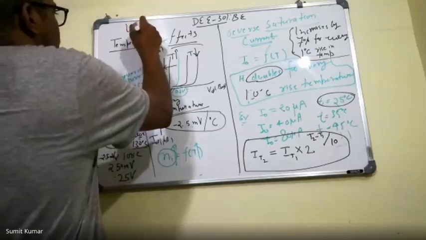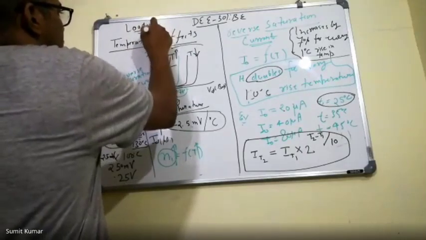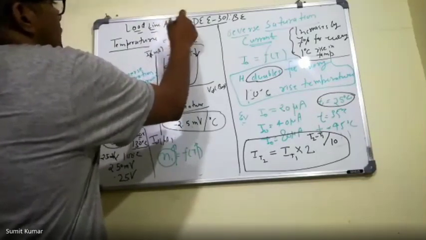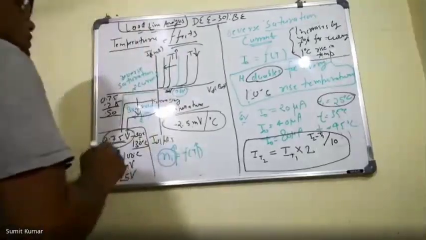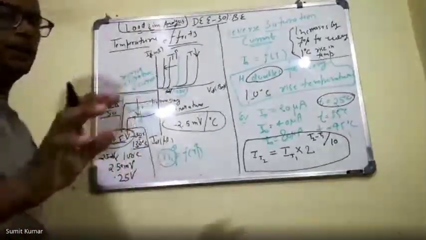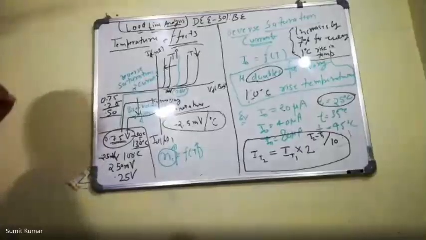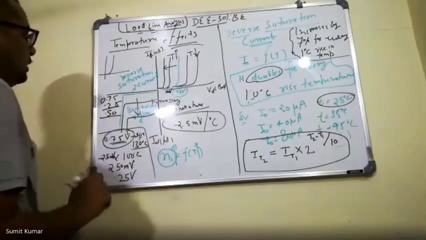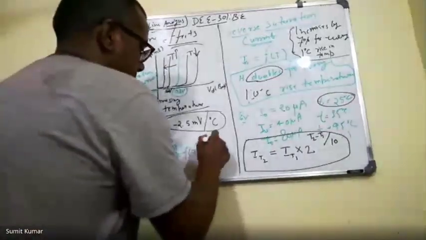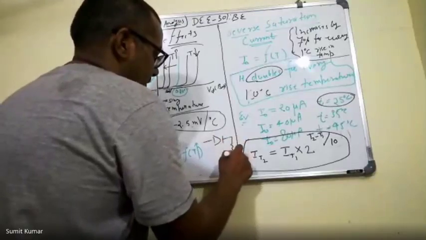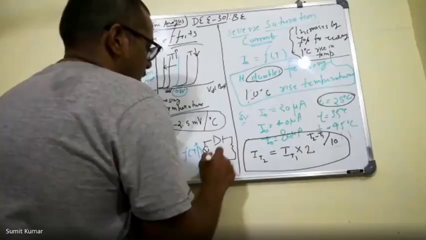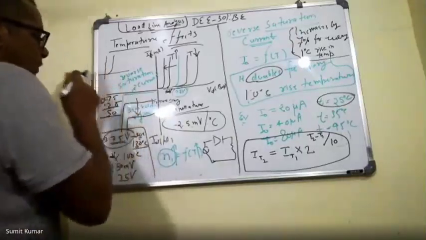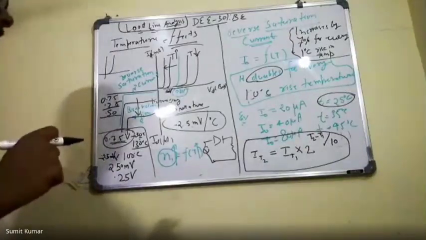There is one more topic, which is called load line analysis. I will provide notes for this load line analysis, because this is just a graphical method of solving the circuit with the help of a diode. Let me give you some idea about it. We know there is a characteristic of a diode, and if a diode is placed in some circuit like this, and I want to find the solution, this is a graphical method of finding it.